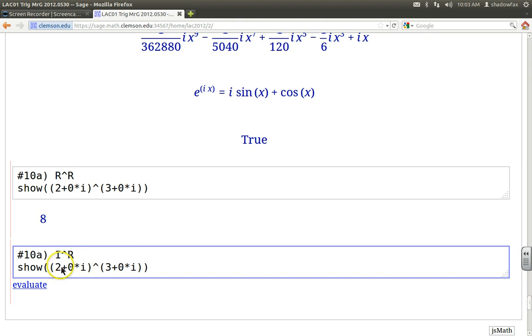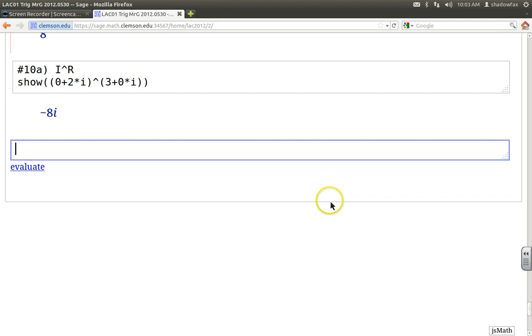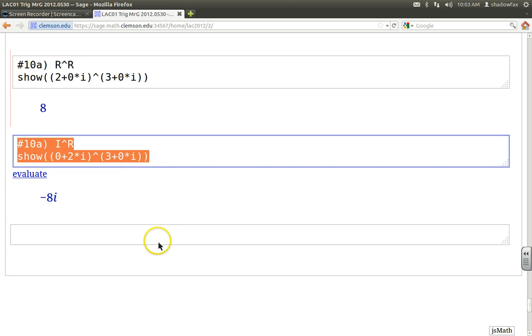Do you know how to do an imaginary number to a real power? Like 0 plus 2i cubed. How do you do that? 2i times 2i times 2i, right? What's 2i times 2i? 4i squared, and i squared is negative 1, so negative 4 times another 2i. Make it negative 8i. So we know that. I know how to raise a real to a real, and an imaginary to a real. How about a complex to a real?